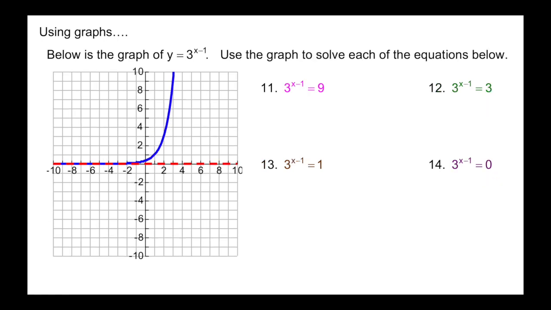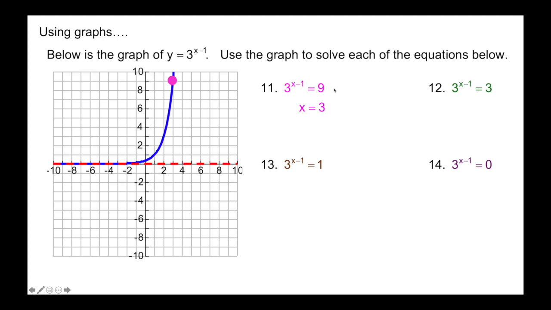Here's another graph. This is the graph of 3 to the x minus 1. So once again, if I'm looking for 9, I go up to 9. I find that point. It crosses right here, and that is lining up with 3. Next, I'll check that. If I plug in a 3 here, I've got 3 to the 3 minus 1, which is 3 squared, and 3 squared is equal to 9, so we're good there.